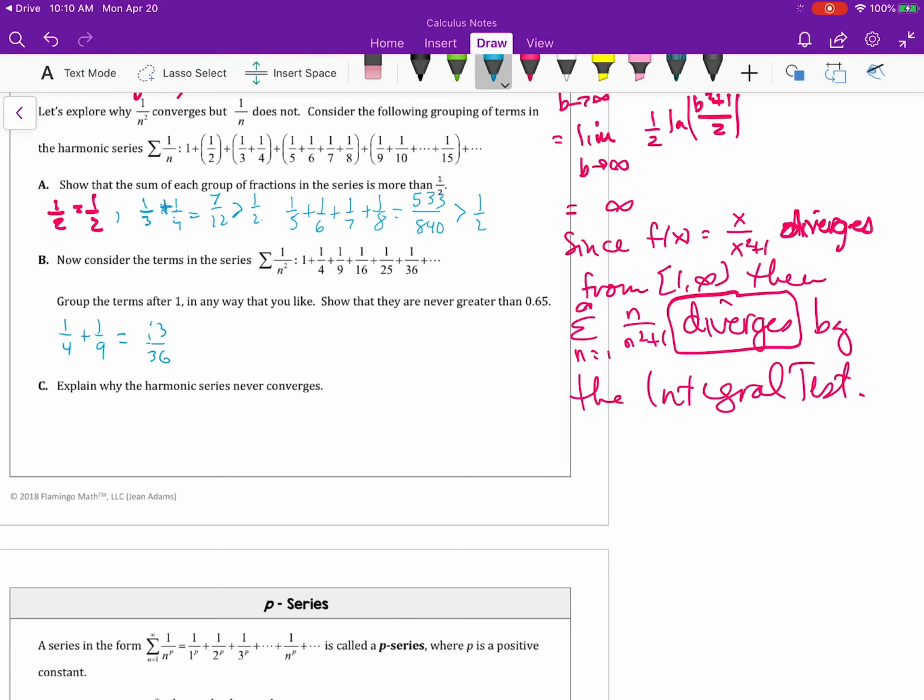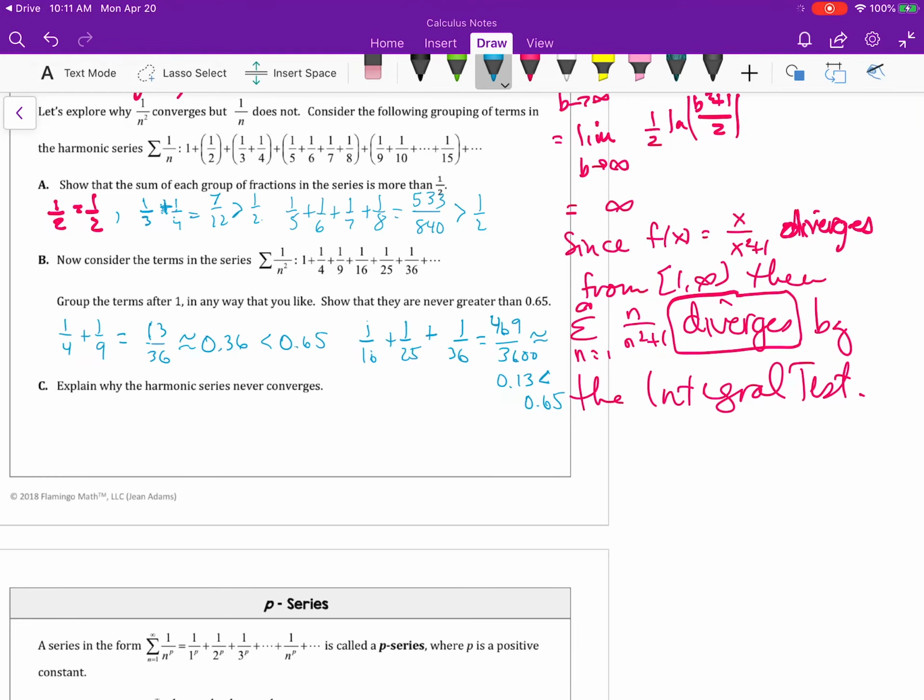Now consider the terms in the series summation 1 over n squared, and group them any way you like. Yours are going to be different than mine, but I went ahead and looked at 1/4 plus 1/9, and I got 13/36, and that is approximately 0.36, which is less than 0.65, and then 1/16 plus 1/25 plus 1/36. I went ahead and added those up. I got 469 over 3,600, which is approximately 0.13, and that is less than 0.65.